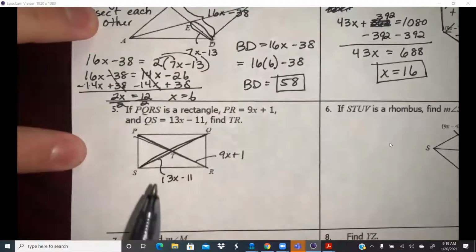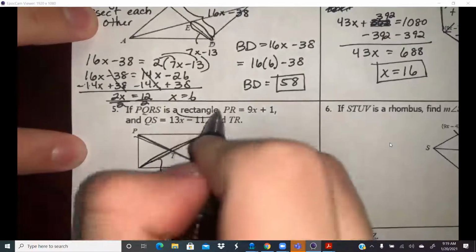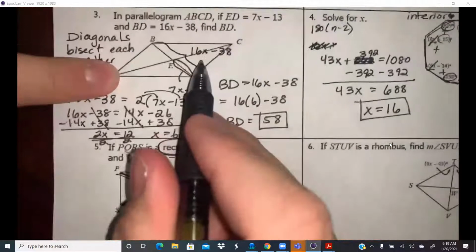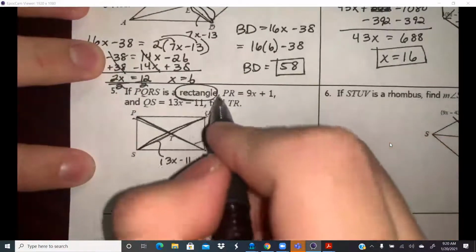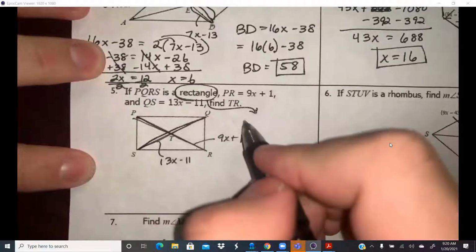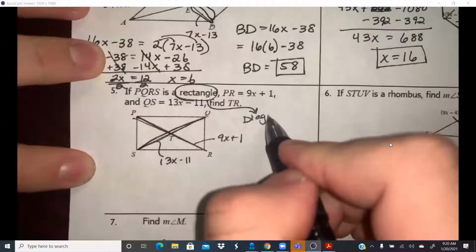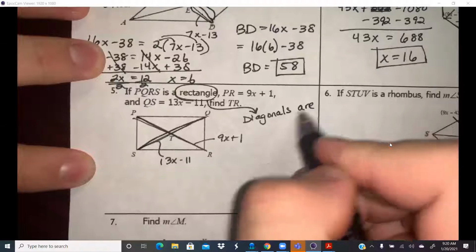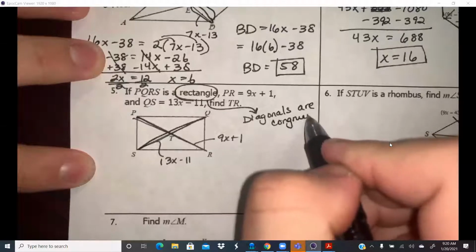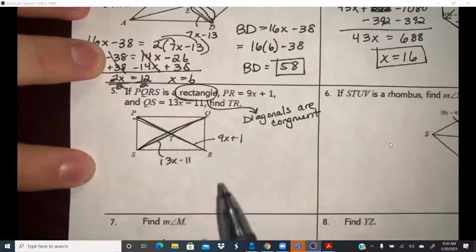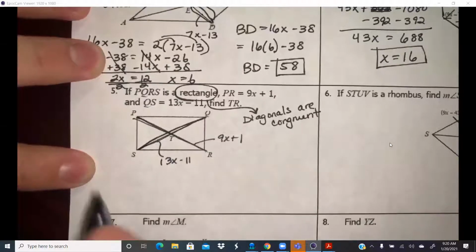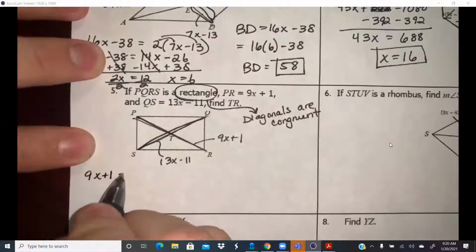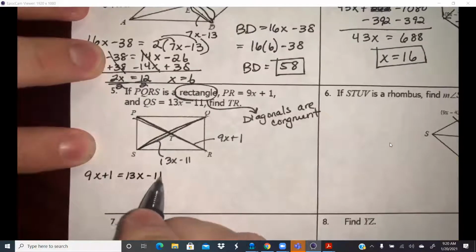So one thing you have to remember with a rectangle, and this is not true for parallelograms, it's only true for rectangles and squares, is that for a rectangle, diagonals are congruent. So in other words, I can get this diagonal and set it equal to that diagonal. So I have 9x plus 1 is equal to 13x minus 11.